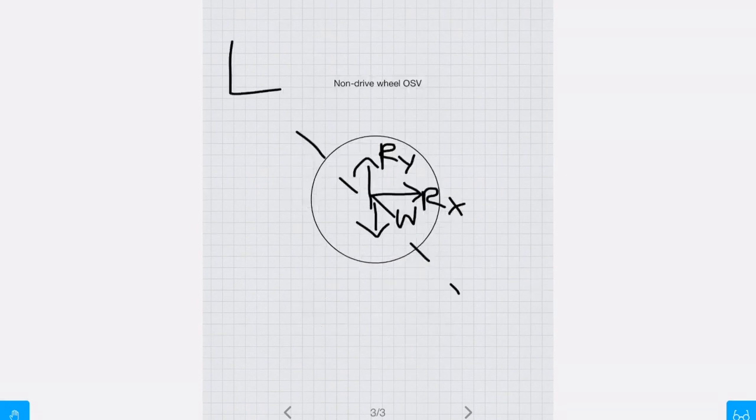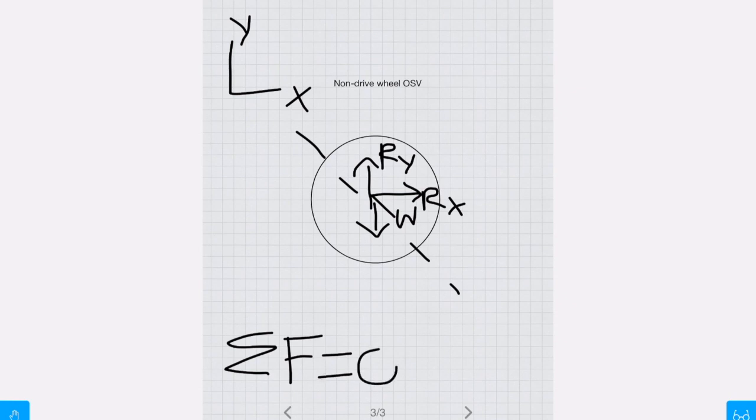In the case of the non-drive wheel, it's fairly similar to the drive wheel. It just doesn't have the torque and the tractive force. So I just identified the line that goes through the center of mass to make sure that the sum of the forces is equal to 0 and the sum of the moments is equal to 0.